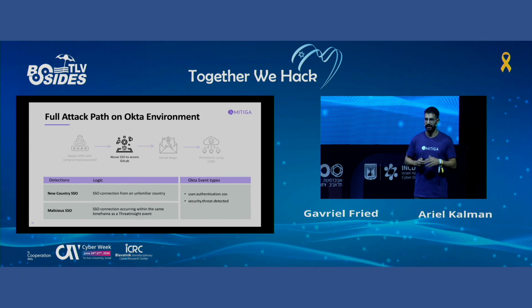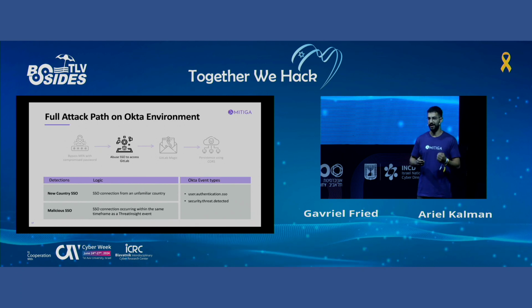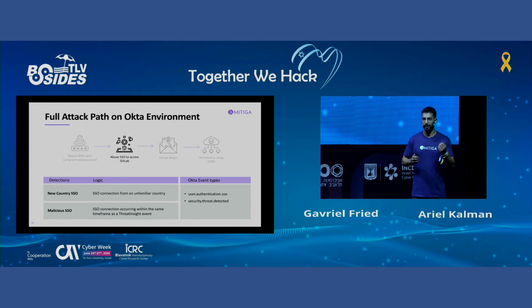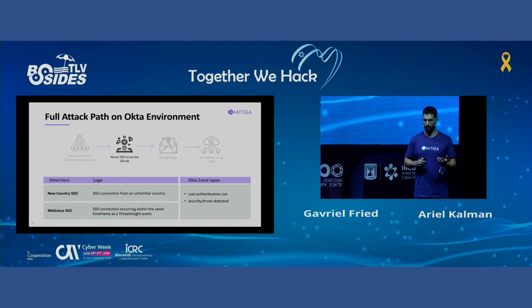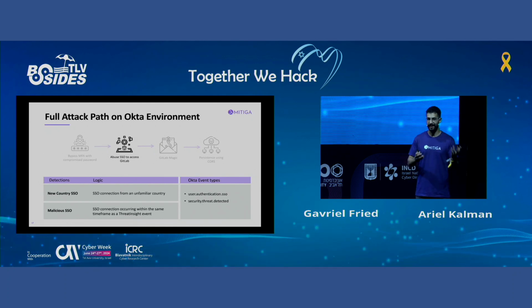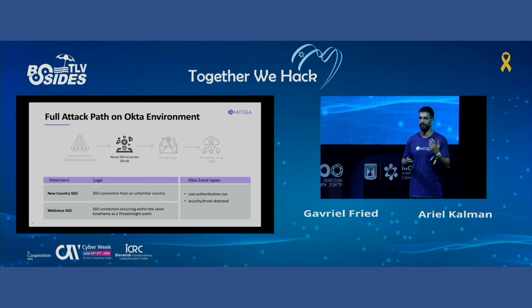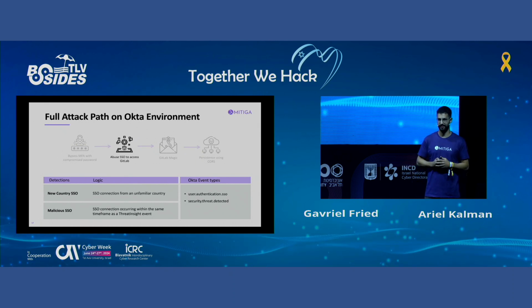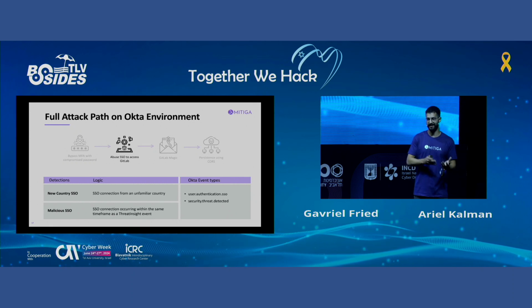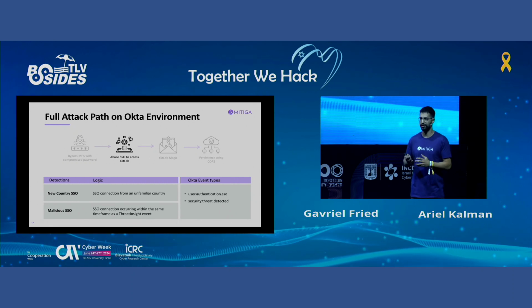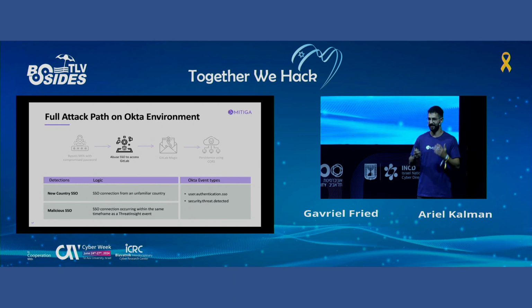The second detection is malicious SSO. While we haven't delved into Okta Threat Insight extensively, it's a security product by Okta that analyzes and creates alerts for potentially malicious IP addresses. Although it may create some false positives, combining its alerts with suspicious SSO connections reduces false positives significantly.